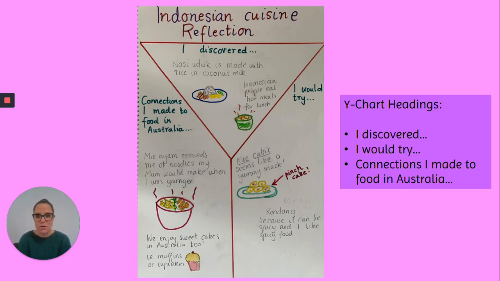So after you've watched the clip, you're going to put the heading at the top of your page, Indonesian cuisine reflection, and then you're going to draw a Y chart. And in each of the sections of the Y chart, I have these 3 headings. I discovered, I would try, and connections I made to food in Australia. I want you to think really carefully about those things.